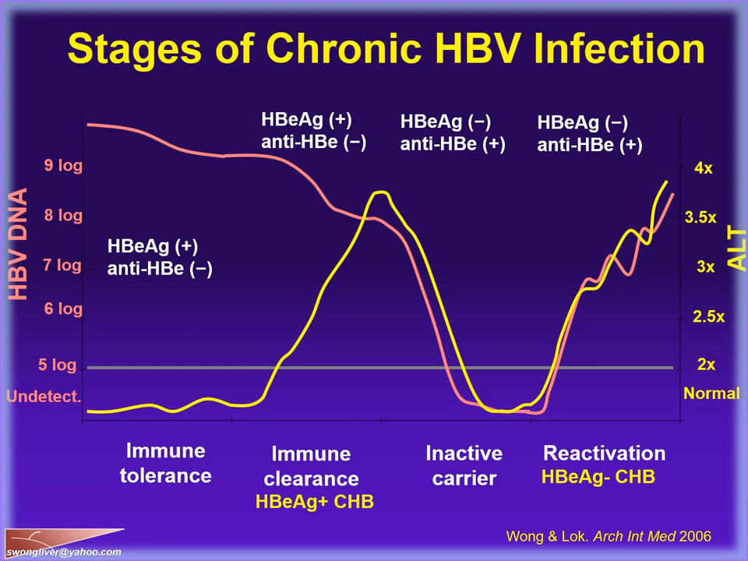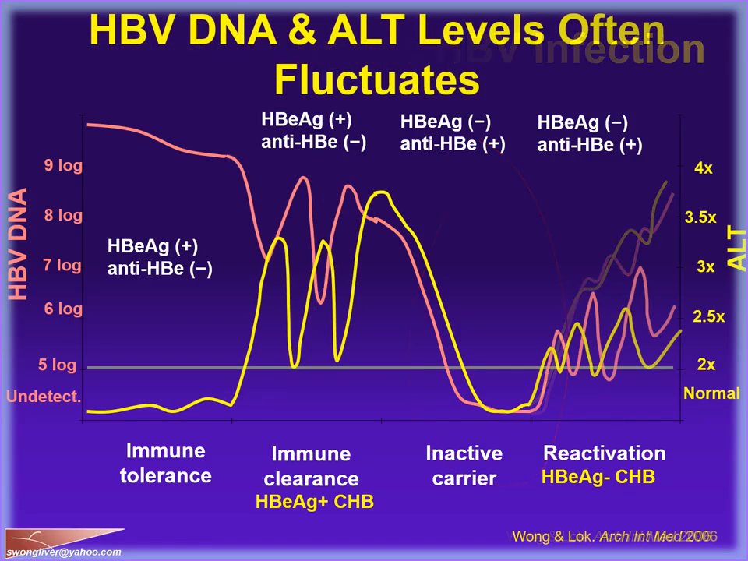Okay? Now, of course, not all patients will have a very clean graph like this. If you have the inactive carrier stage, the graph will be like this: the ALT is always normal, the DNA is always normal. But patients may actually present like this, where the DNA levels and ALT levels may be fluctuating. For example, for the reactivation stage, if you happen to see the patient at this point in time, you may falsely conclude that the patient is in the inactive carrier stage because the ALT is normal and the DNA is low. But if you follow them serially, it may actually be fluctuating.